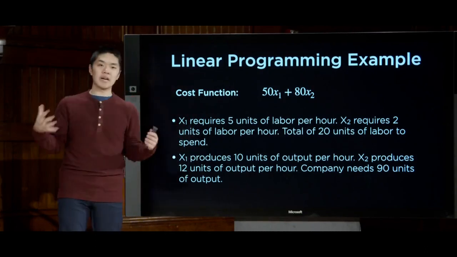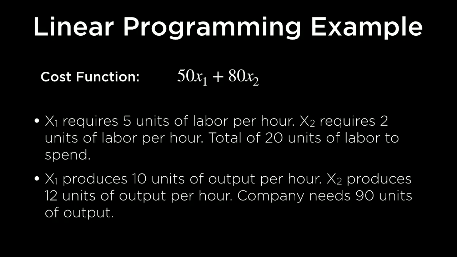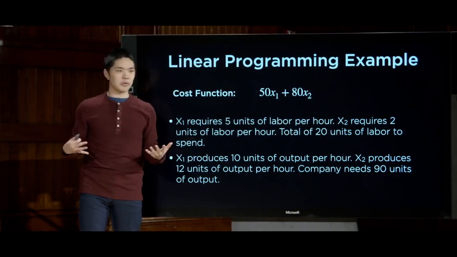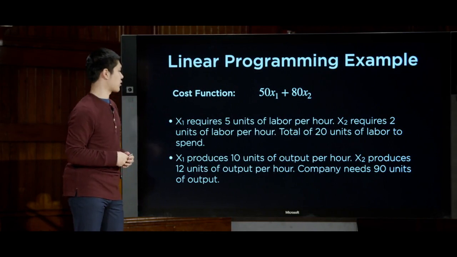And what we're trying to minimize is this cost function, which is just how much it costs to run each of these machines per hour summed up. This is an example of a linear equation, just some combination of these variables plus coefficients that are placed in front of them. And I would like to minimize that total value. But I need to do so subject to these constraints.